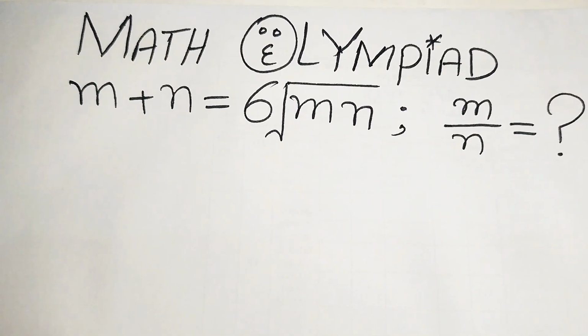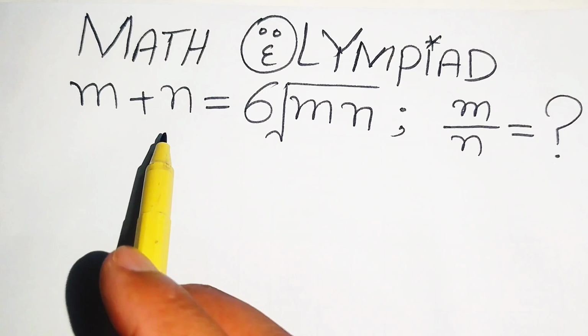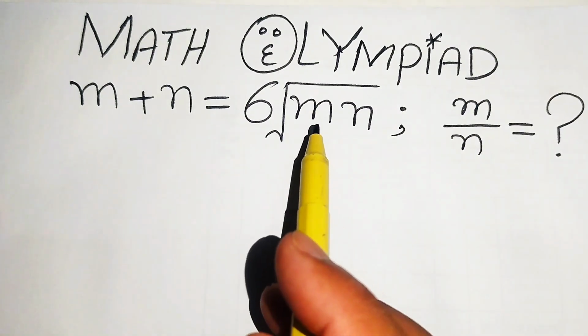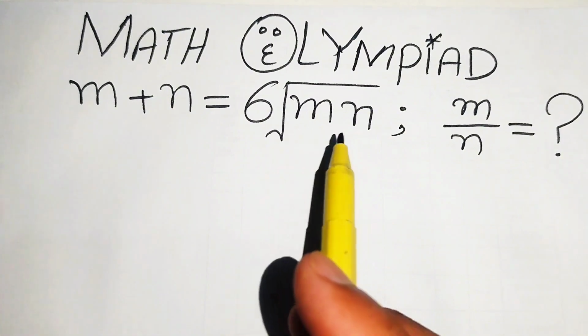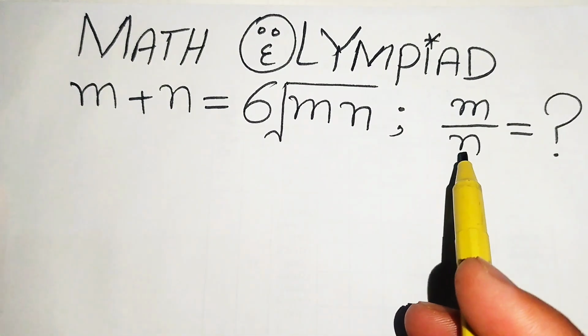Hello everyone, welcome to solve this math Olympiad algebra problem. Here we have m plus n equals 6 times the square root of m times n. In this problem we find the value of m over n.